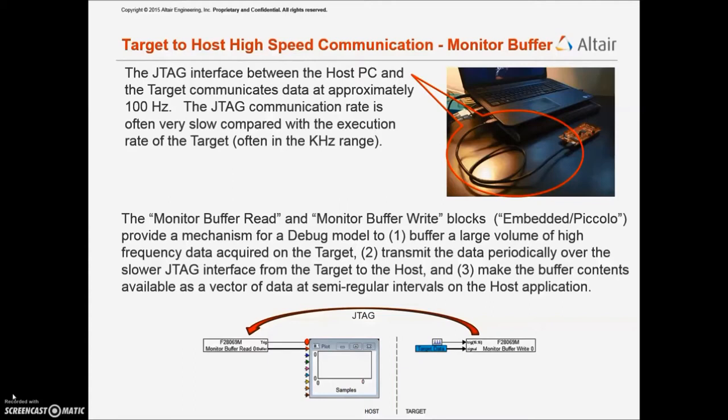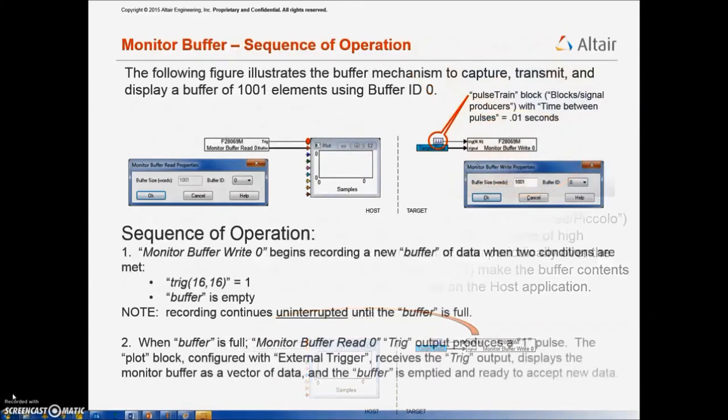a mechanism for a debug model to do the following. Number 1, buffer a large volume of high-frequency data acquired on the target. 2, transmit the data periodically over the slower JTAG interface from the target to the host. And 3, make the buffer contents available for display as a vector of data at semi-regular intervals on the host.